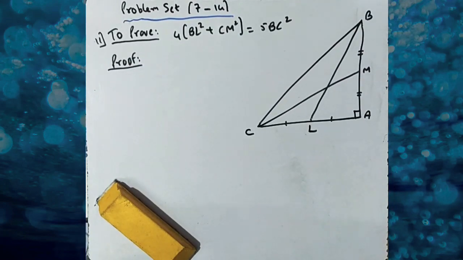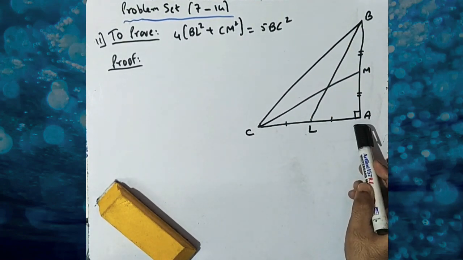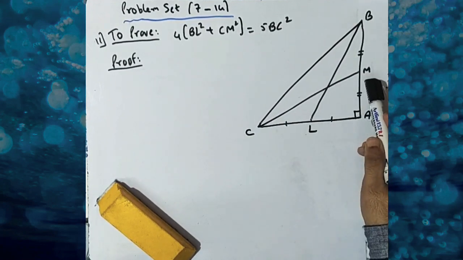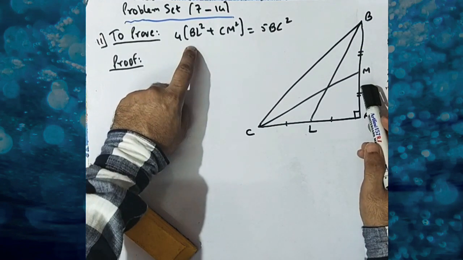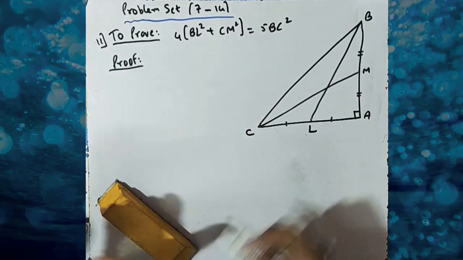In sum number 11, there is one triangle BAC where angle BAC is 90 degree. BL is the median. CM is also the median. We want to prove 4BL square plus CM square is equal to 5BC square.